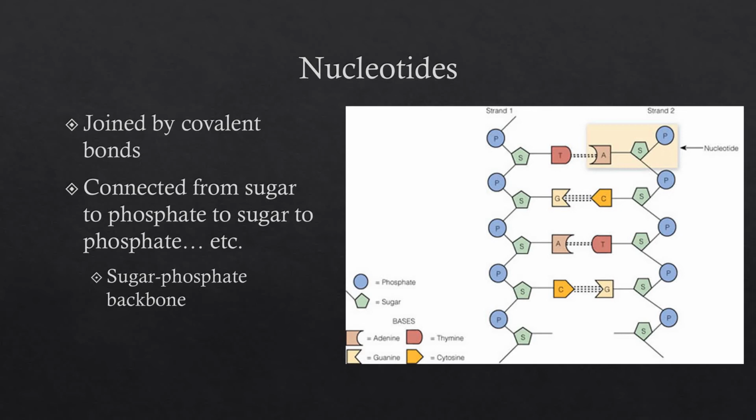Now, those nucleotides will be joined by covalent bonds, and they get connected from sugar to phosphate, to sugar and phosphate, sugar, phosphate, and so on and so forth. That's why we call it a sugar-phosphate backbone. As you can see right here, it is repeatedly sugar and phosphate, but attached to each of those sugar-phosphate connections, we have our bases that are here. Now, it could be thymine, could be guanine, could be adenine, could be cytosine.